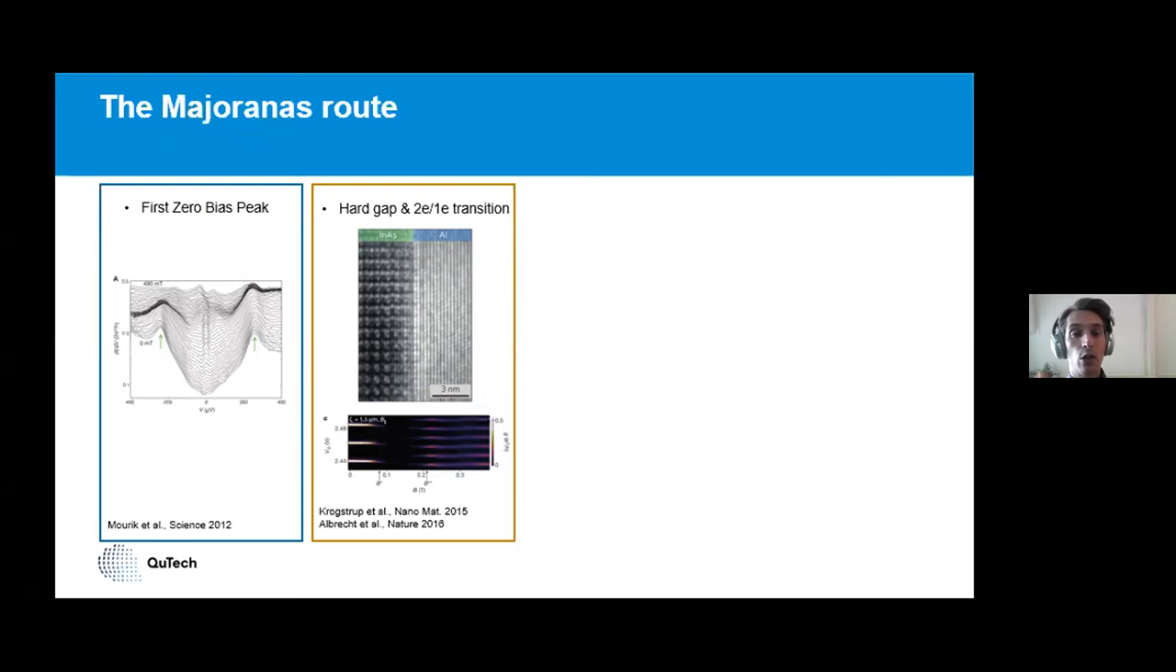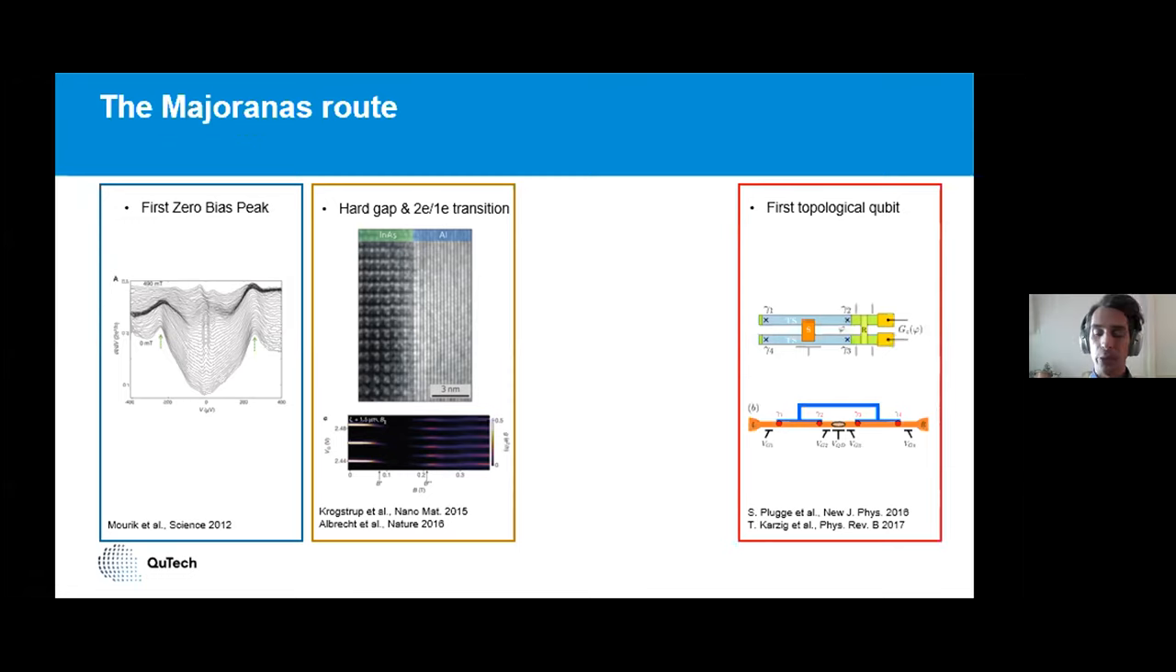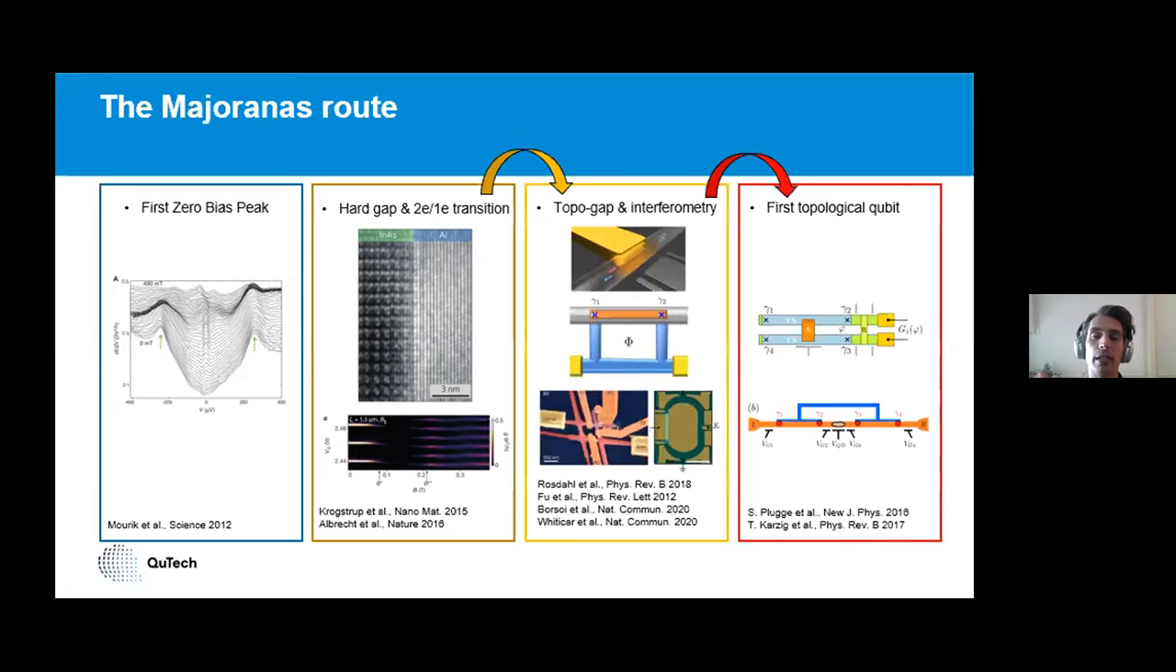Of course, the goal of the community is to create the first topological qubit, and several architectures have been put forward. However, I believe there are still two key questions to address before that. First of all, determine how big is the topological gap that protects the qubit. And second, how to measure this information, which is encoded in the parity of Majoranas.